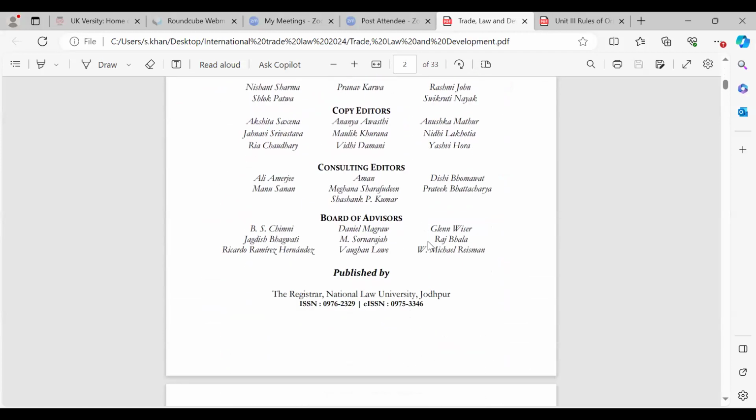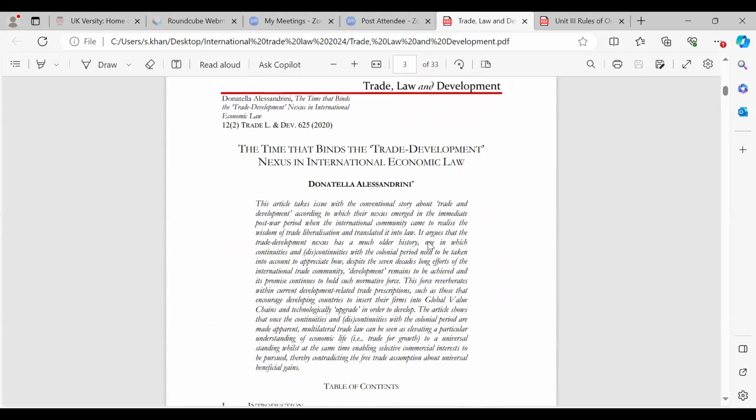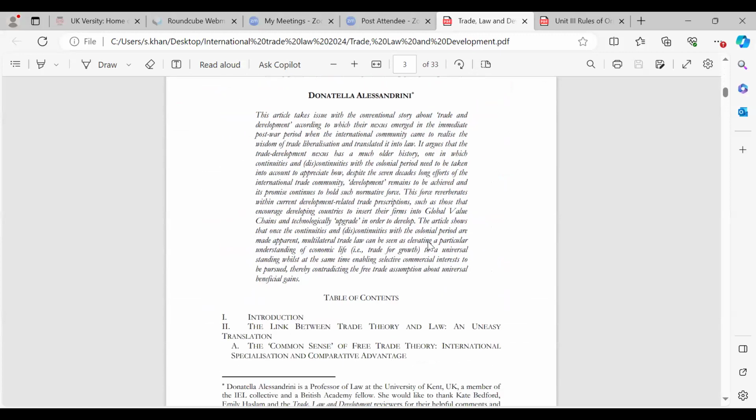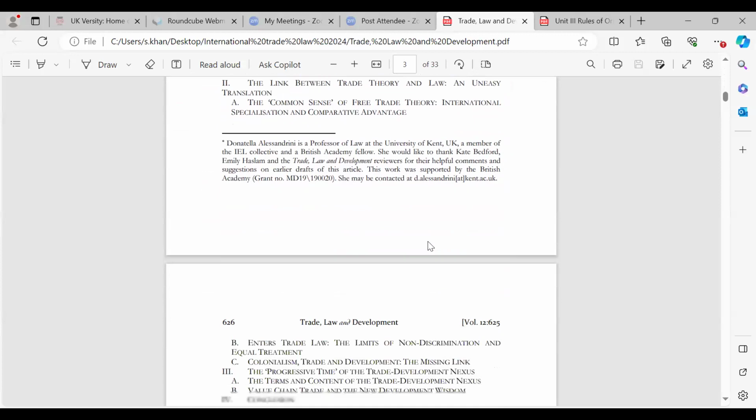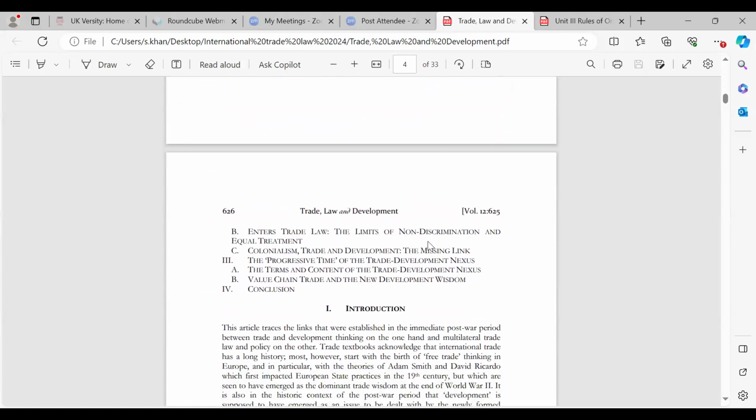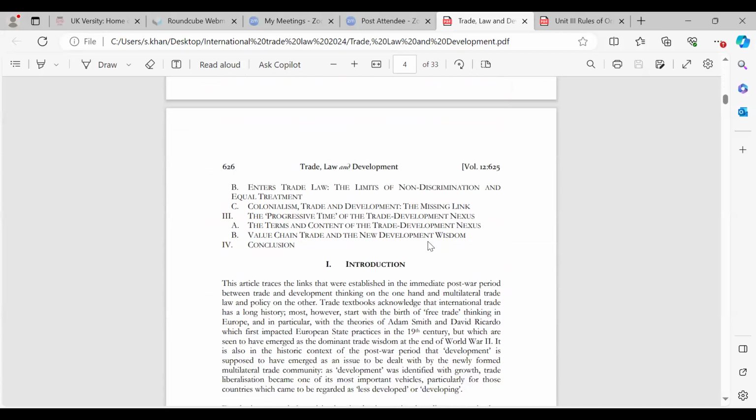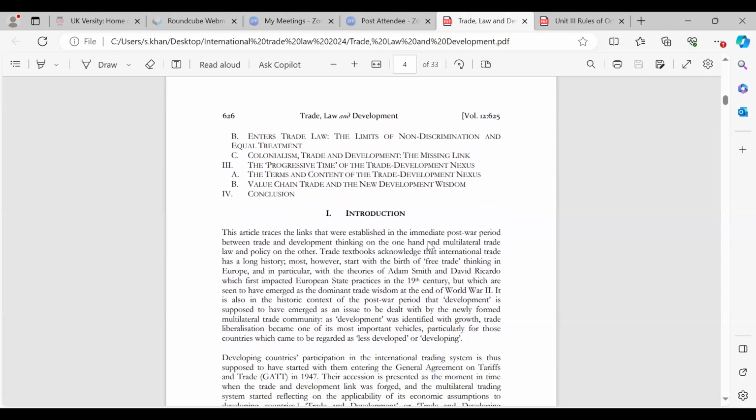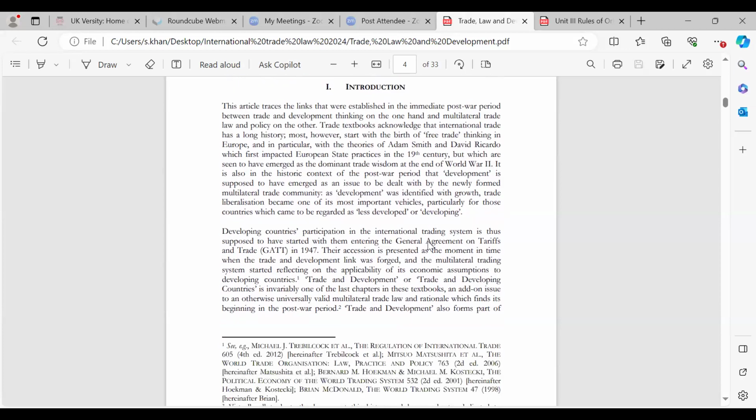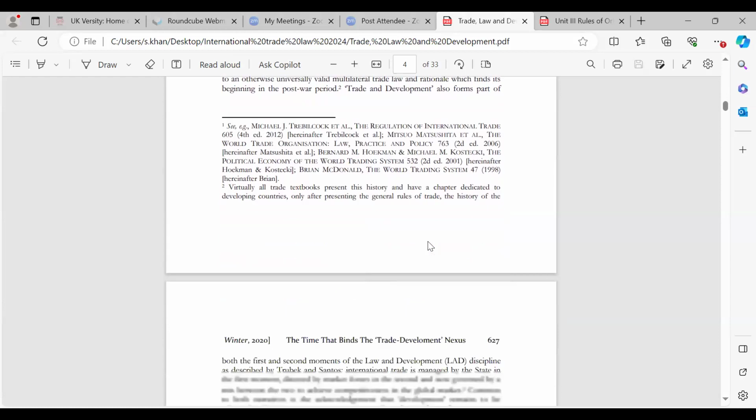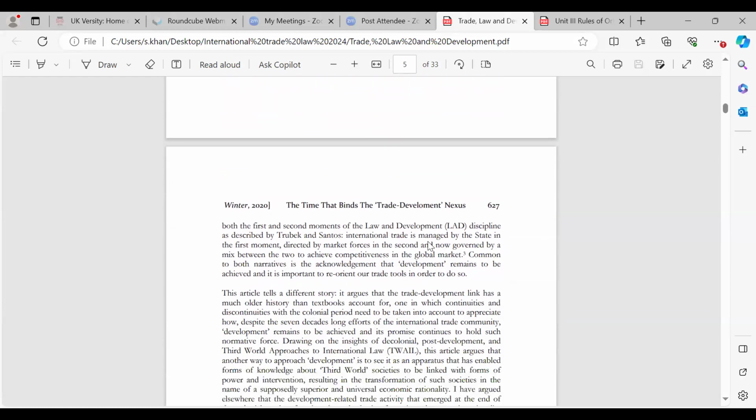It's 33 pages, but looks at things like trade development and international economic law. It also looks at the link between trade theory and law. It looks at the limits of non-discrimination, equal treatment, colonialism, and the development missing link. It looks at trade developments, at how developing countries work, and at the General Agreement on Tariffs, GATT, and introduces the history around GATT, and then also the law and development land.